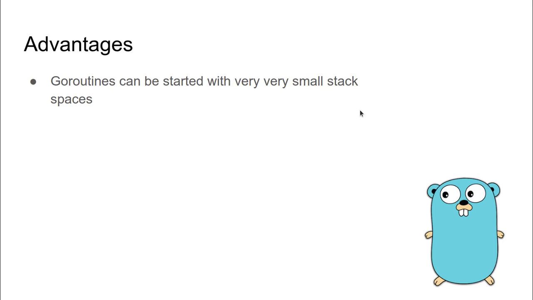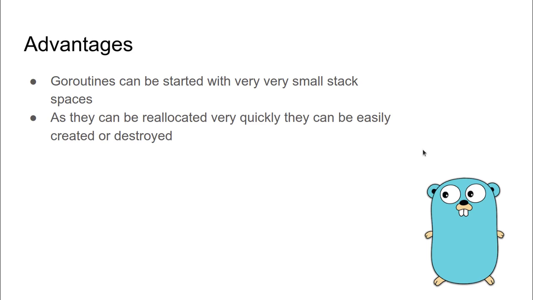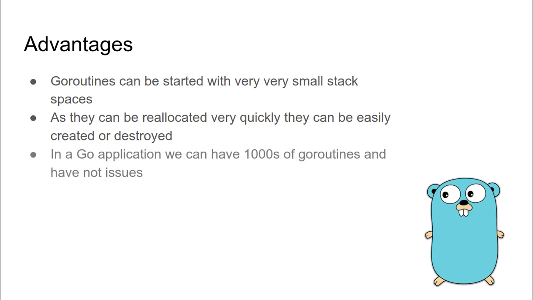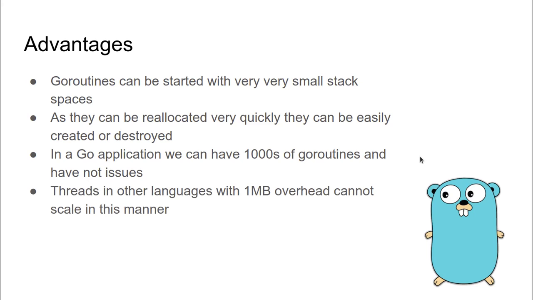Well, Go routines can be started with very, very small stack spaces, which means they are not as resource intensive. As they are very resource effective, they can be reallocated very quickly and can be easily created and easily destroyed without much overhead. In a Go application, as a result of these characteristics, we can have thousands of Go routines and not have any issues. Apart from that, threads in other languages with 1 MB of overhead cannot ever scale in this manner.